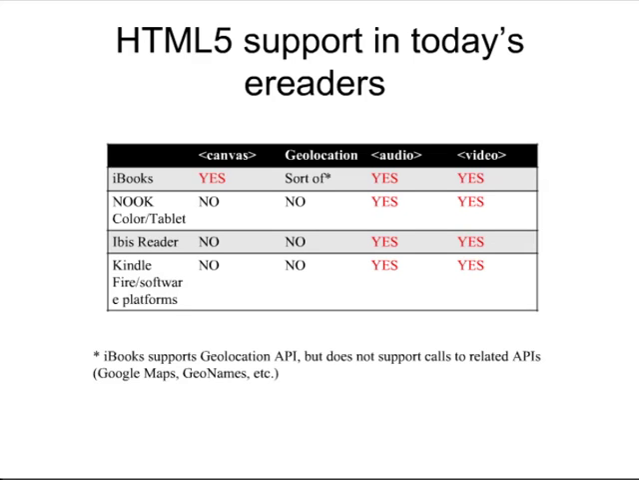When it comes to the other three e-readers I have on this chart, the Nook, the Nook Color, Nook Tablet, and Kindle Fire and the Kindle software platforms, they both support audio and video, but don't have any support for Canvas or geolocation at this time. Ibis Reader is a popular cloud e-reader for ebooks, and they also have audio and video support, but they don't support Canvas or geolocation at this time.